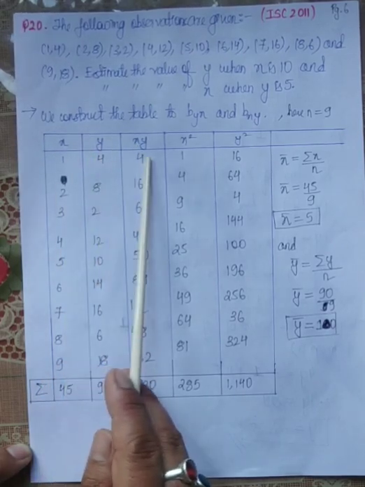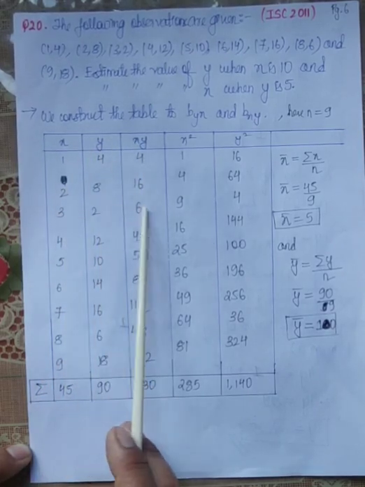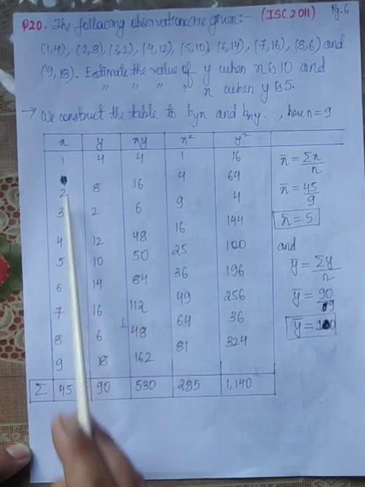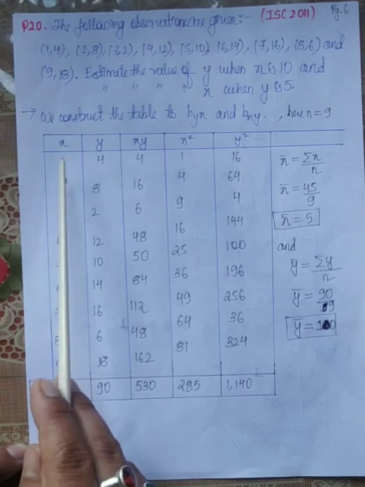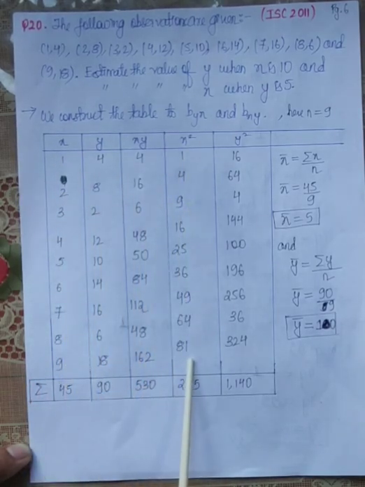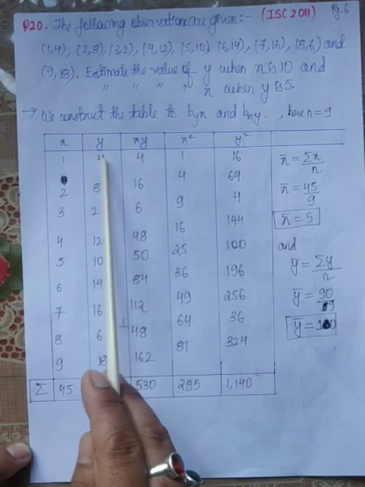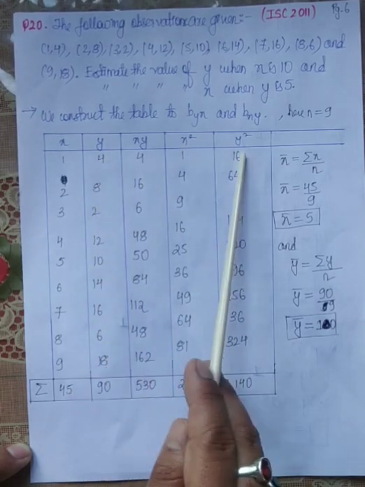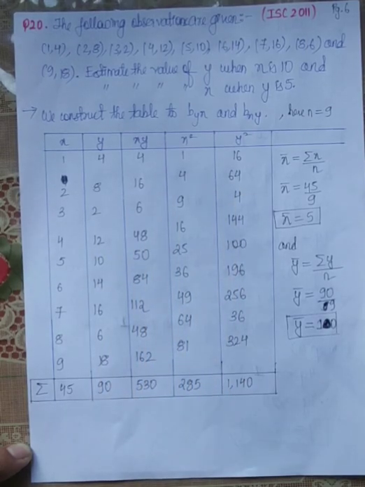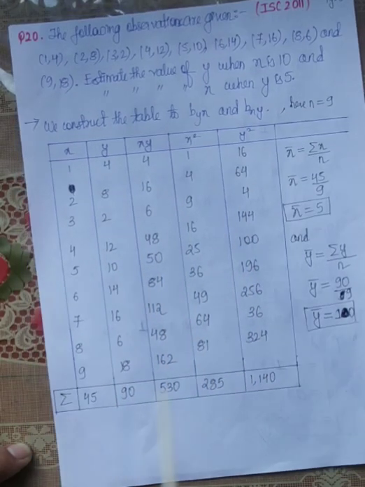1 into 4 is 4, 2 into 8 is 16, 3 into 2 is 6, similarly 9 into 18 is 162. For x square, square all these terms correspondingly. 1 square is 1, 2 square is 4, 3 square is 9, similarly 9 square is 81. Y square means square of y: 16, 64, 4, 144, 100 and so on. Clear?